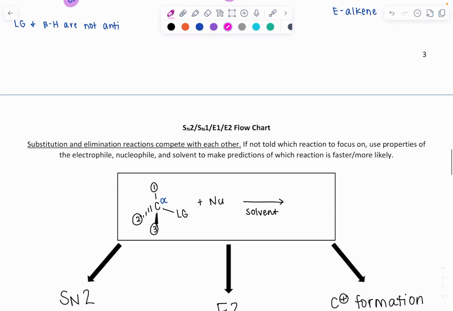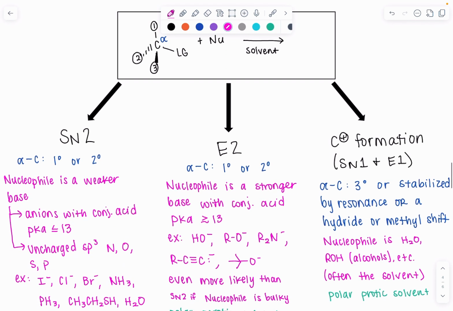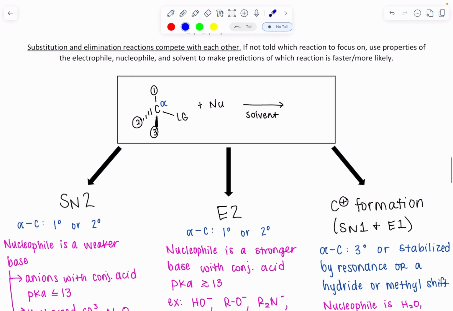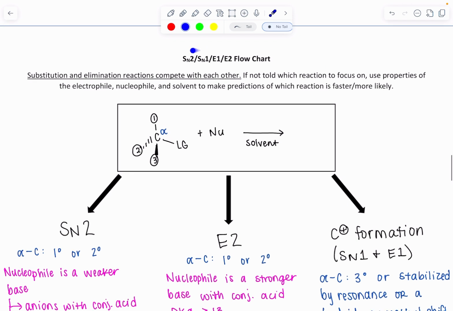Okay, on the next page, I have this flow chart, and I asked you all to draw and write in these notes already. So I'm just going to talk through, I'll use my laser pointer to talk through how to follow this flow chart. In this chapter, we've learned about 4 different mechanisms for substitution and elimination. They all begin with pretty similar starting materials. We have an sp3 carbon bonded to a leaving group, and we have a nucleophile. Depending on properties of those two molecules and the solvent, we can better predict which mechanism is most likely and which products are going to form.